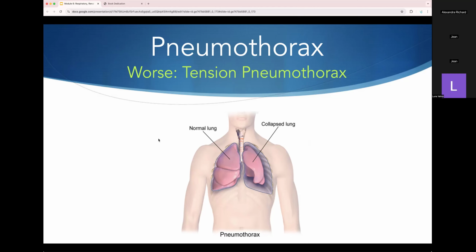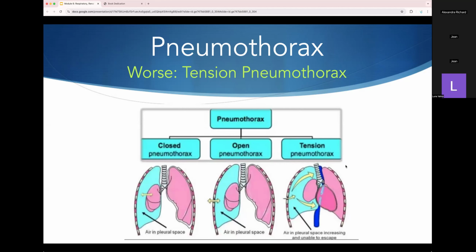Air should only be inside the lung. When there's air outside the lung, it's going to create a pressure and it's going to squeeze. It's going to make the lung collapse. And so the issue here is this collapsed lung cannot properly ventilate. And this is going to lead to respiratory distress. So there's different types of pneumothorax. You have a closed pneumothorax, open, and tension.